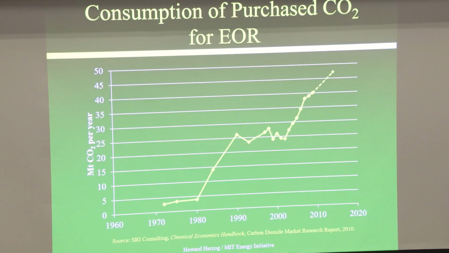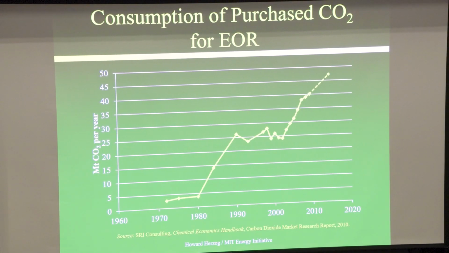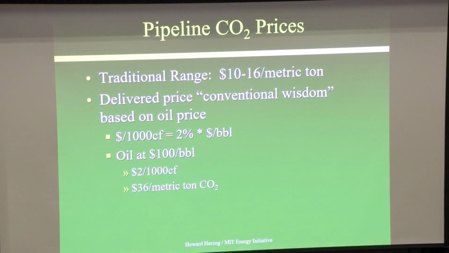You can see how much has been used, purchased for EOR. So we're probably up about 50 million tons a year of this gaseous CO2 going into the ground for enhanced oil recovery. The pipeline prices, once again, because you're pulling it out of the ground, it's fairly cheap.